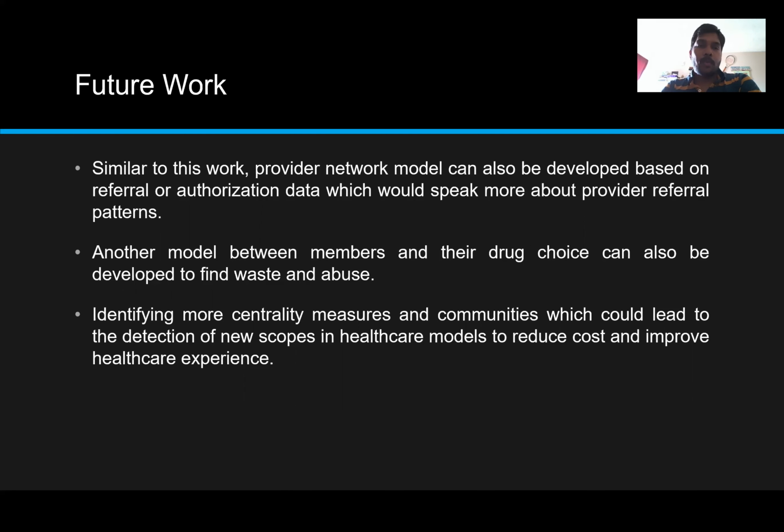This work can also be extended to identify more centrality measures and communities, which could lead to the detection of new scopes in healthcare models, and would really help in reducing cost and improving the healthcare experience.